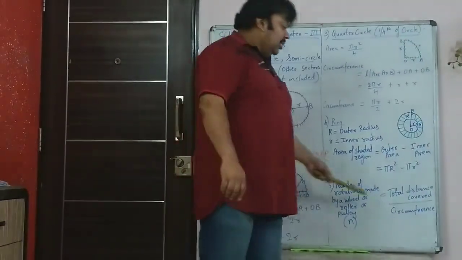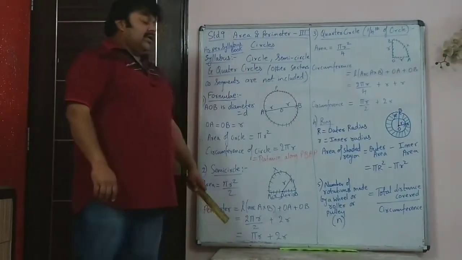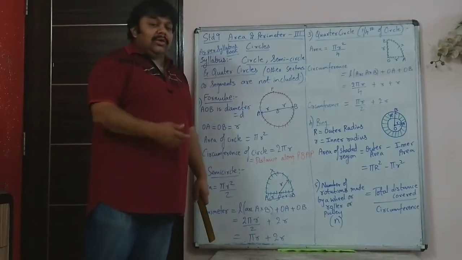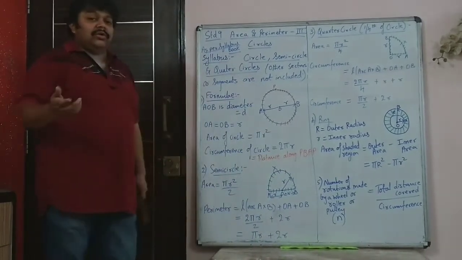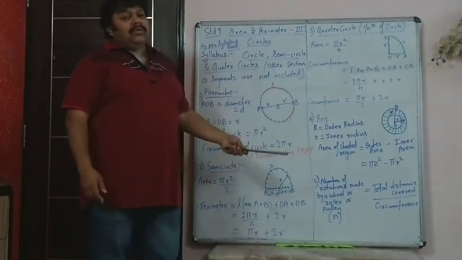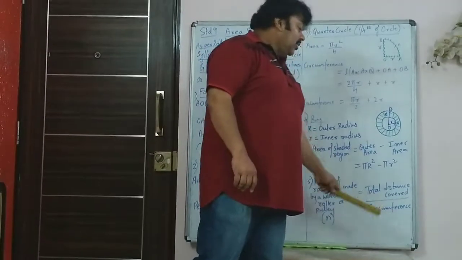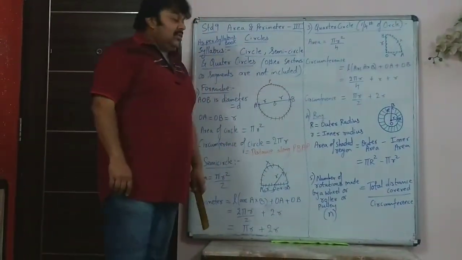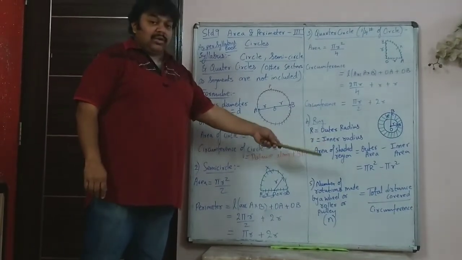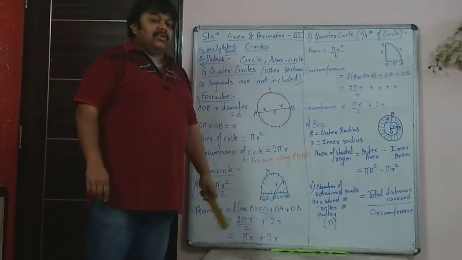And then use the formula: total distance covered upon the circumference. Total distance covered may be 1 kilometer, 2 kilometer, whatever, that you convert to centimeter, and the circumference will be 2 pi r, again with the radius in centimeter. So total distance covered upon circumference will give you the number of rotations. So ensure in that case the numerator and denominator are in the same units. That is the common mistake made.